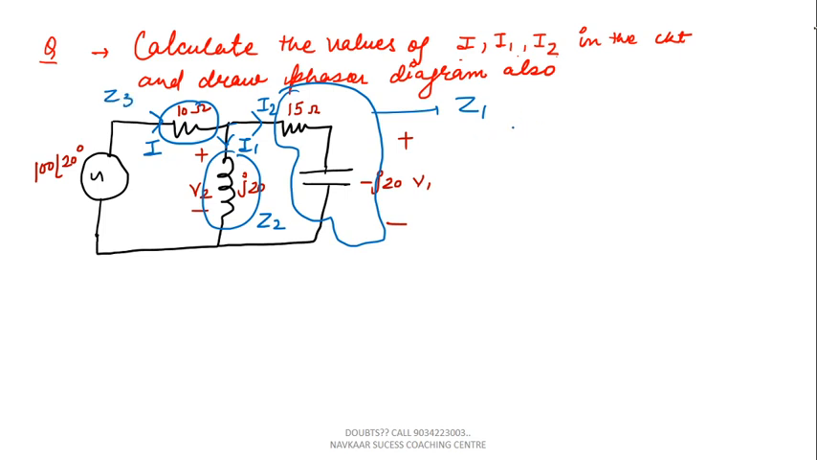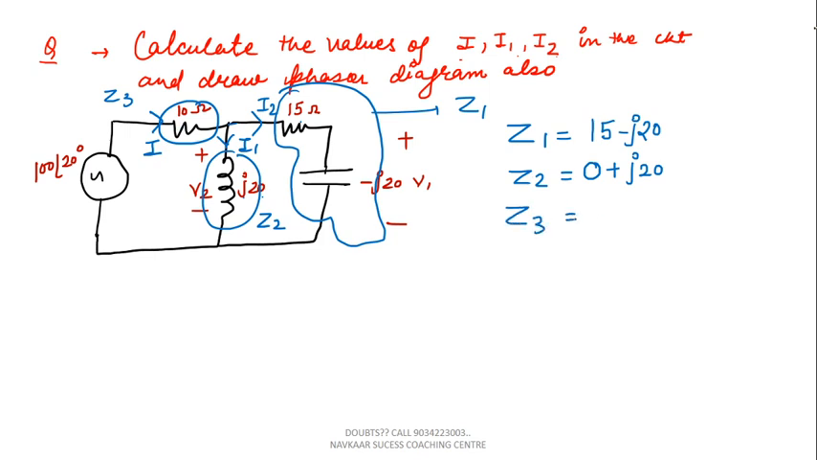So I am writing down the values. Z1 is how much? You can see that 15 and minus J20 are in series, so I can write 15 minus J20. This is the value of Z1. Z2 is how much? There is no resistance, right? So in place of resistance we can write 0 plus XL, how much is XL? J20, because they have given a J, which means they have given the value of XL and XC, okay.